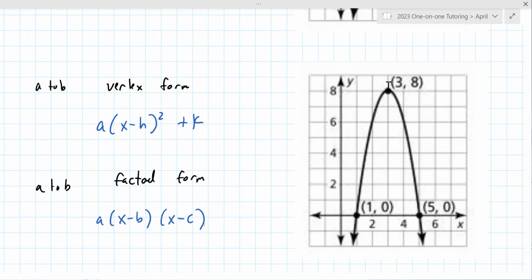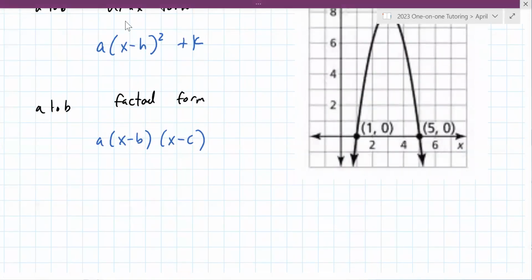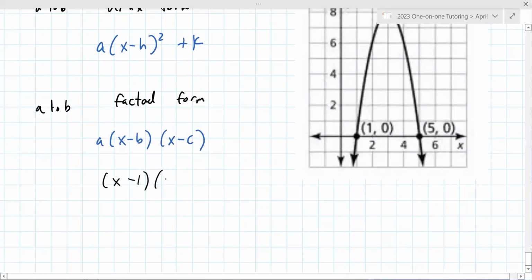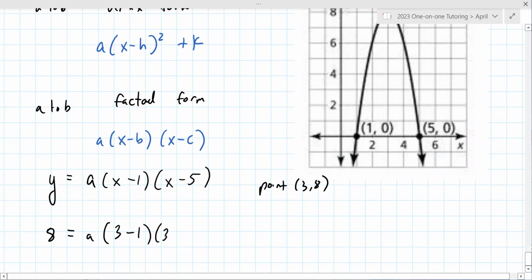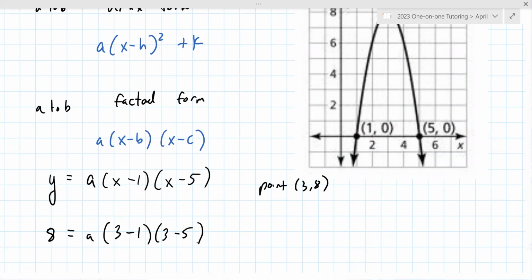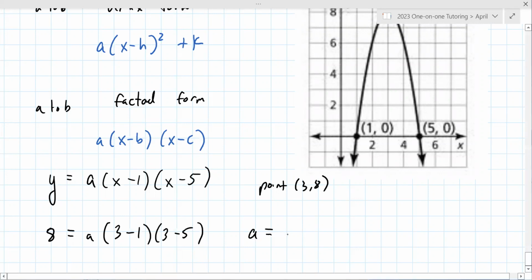What do you see? Probably factored form. Okay, let's do it. So this is x minus 1, x minus 5. To find a, we're going to use the point (3, 8). So 8 is your y, x is 3. I want you to solve this for a, please. So 8 equals 2 times negative 2, so 8 equals negative 4a. So a equals negative 2.